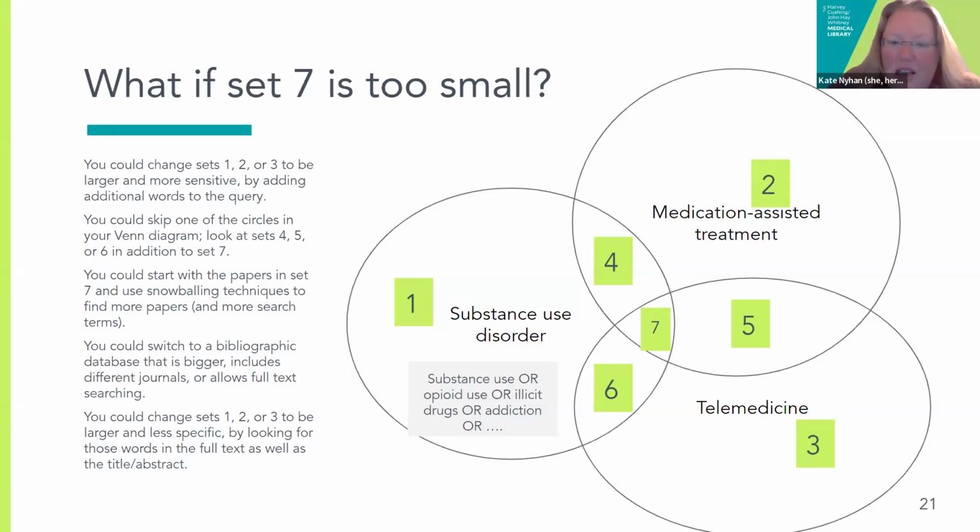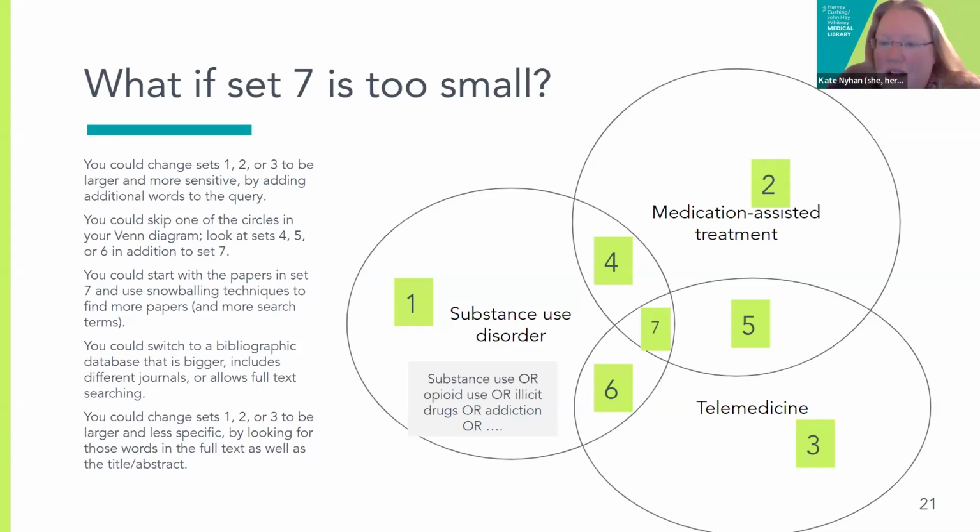You could say, you know what, I think that requiring the telemedicine part, set 3, is limiting my search results too much. So maybe I'll forget about set 3 and set 7, and instead I'll just look at the overlap between set 1 and set 2. So that's a bigger set. You see it marked in the Venn diagram as set 4. That's one way to get more results to look at.